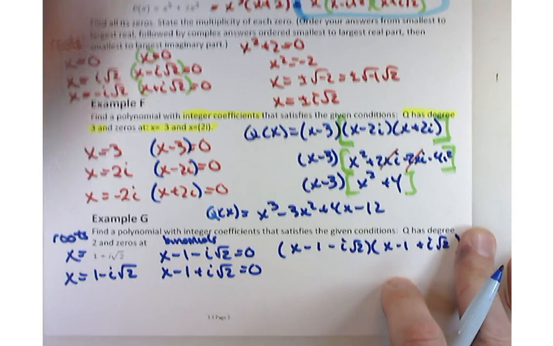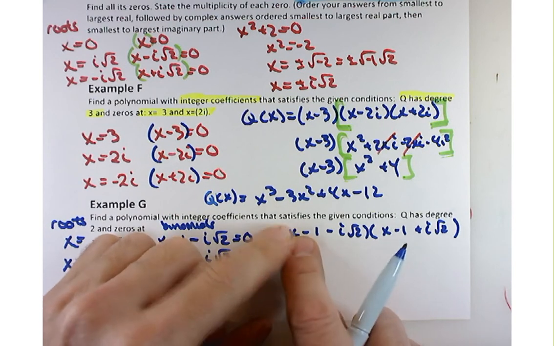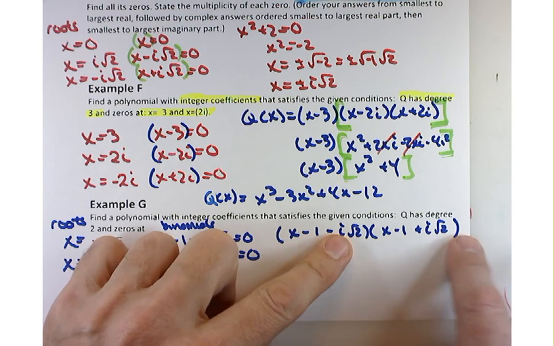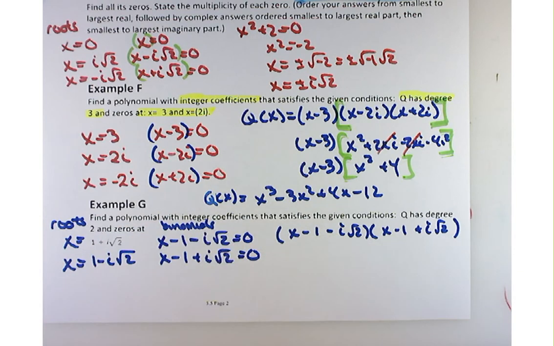Now, last I checked, FOIL had 4 letters. If you try and FOIL this, you're going to run out of letters. You need 9 of them, right? If you want to invent a word that helps you remember this, that's great. Now our brute force approach would be to multiply the x times each of these 3 here, and then multiply the negative 1, and then multiply the negative i times the square root of 2, so that's 9 multiplications, and then you get to do all those additions and subtractions, add up like terms, simplify.